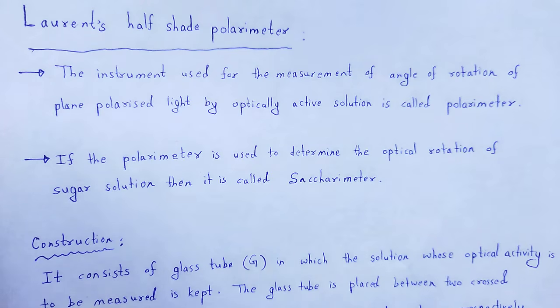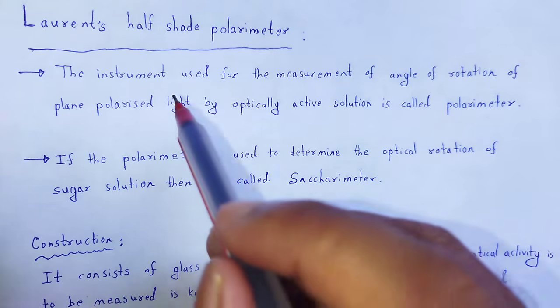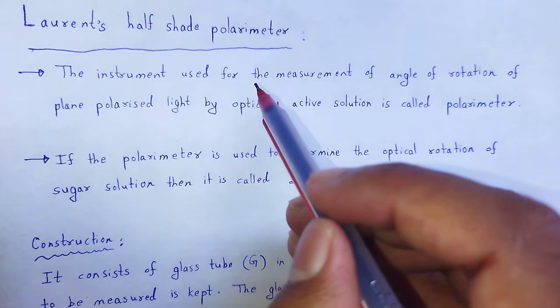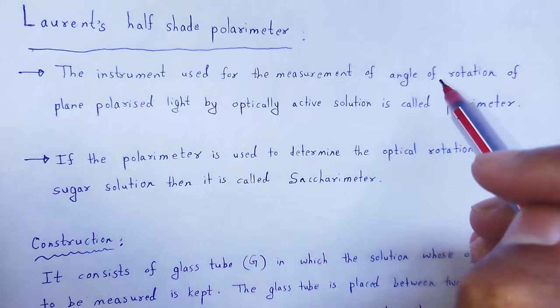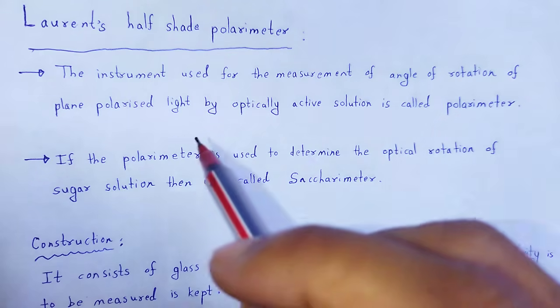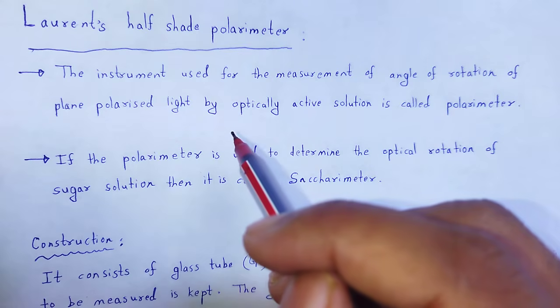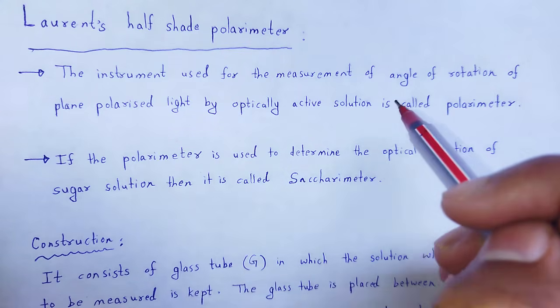In this video, we are going to discuss Laurent's half-shade polarimeter. Let's begin. What is a polarimeter? That is an instrument which is used for the measurement of the angle of rotation of plane polarized light by an optically active solution.